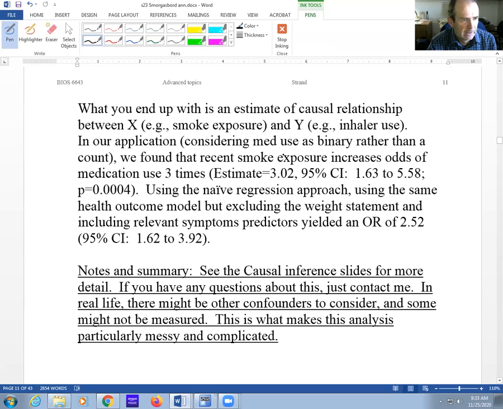We're using medication as a binary outcome, so we have a logit link. So our estimate is in terms of odds. We found that a recent smoke exposure increases odds of medication use roughly 3 times, and we have this confidence interval. This is using the marginal structural model.